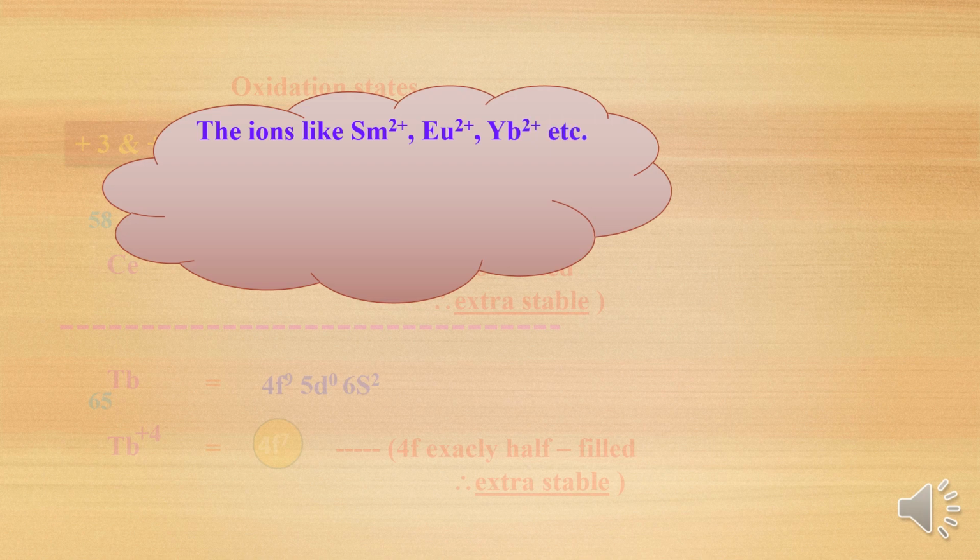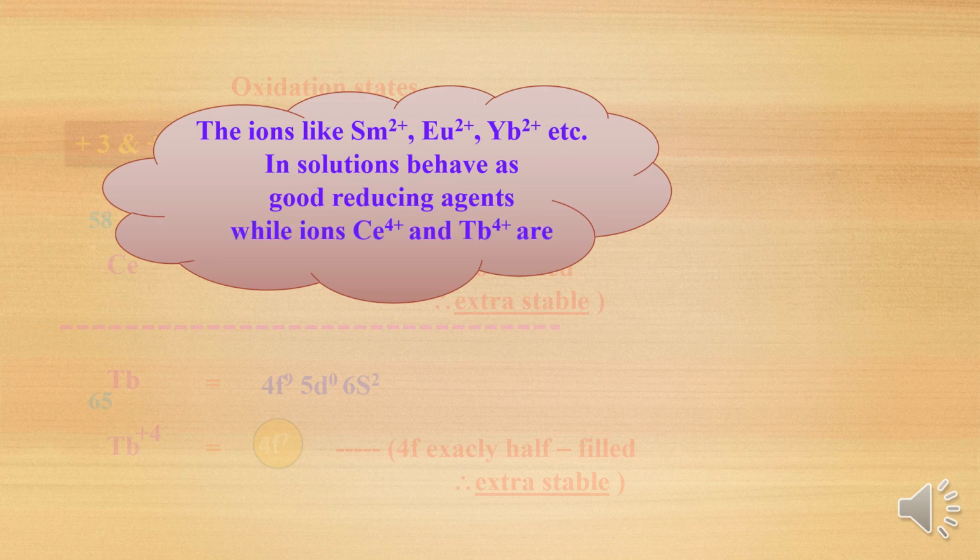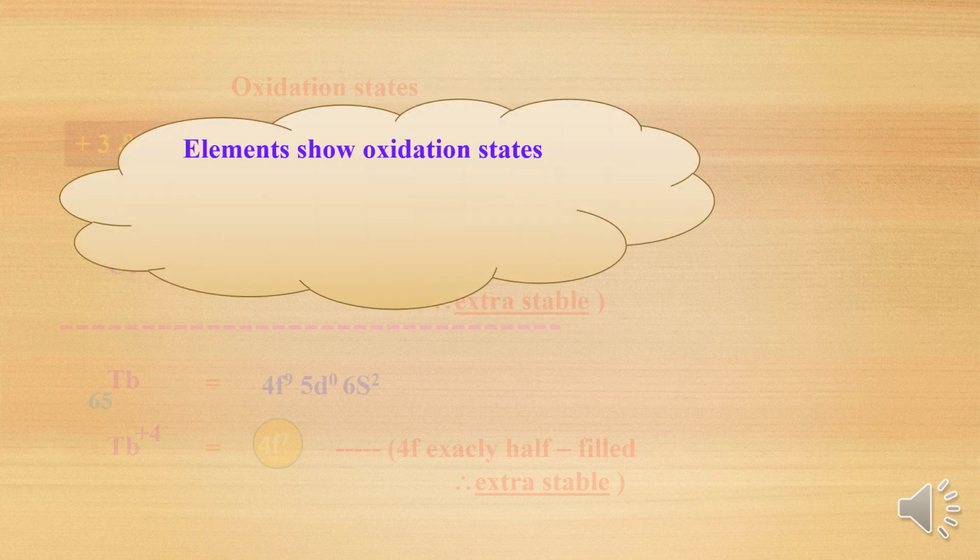Ions like samarium, europium and ytterbium in solution behave as good reducing agents. While ions like cerium and terbium are good oxidizing agents.